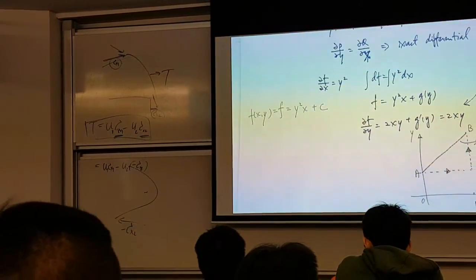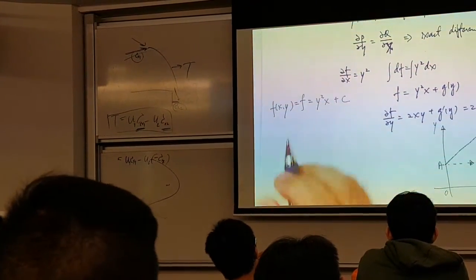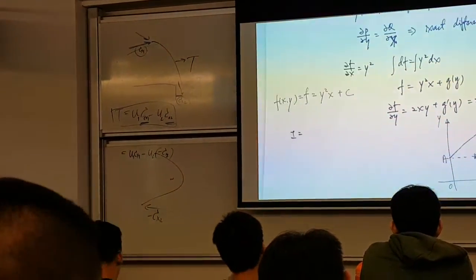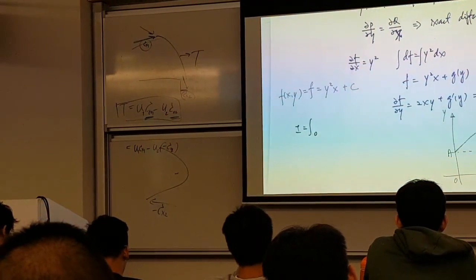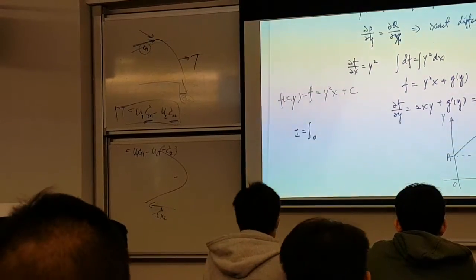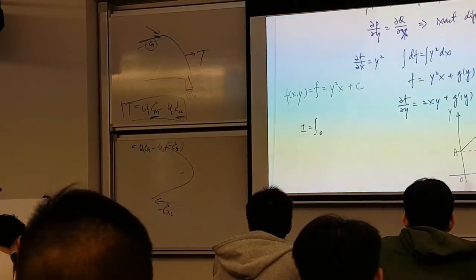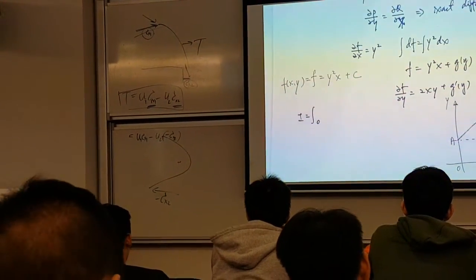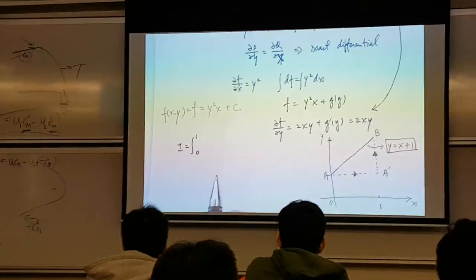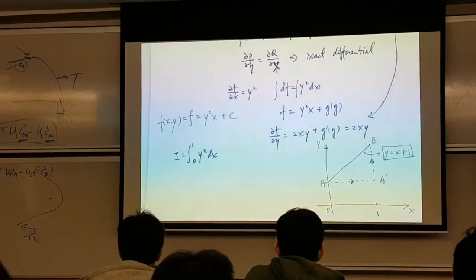So if we were to take a look at this integration, coming back, this is our line integral. For the first part, if I move from A to A prime, I'm moving x from 0 to 1. So from 0 to 1, initially I have y squared dx.